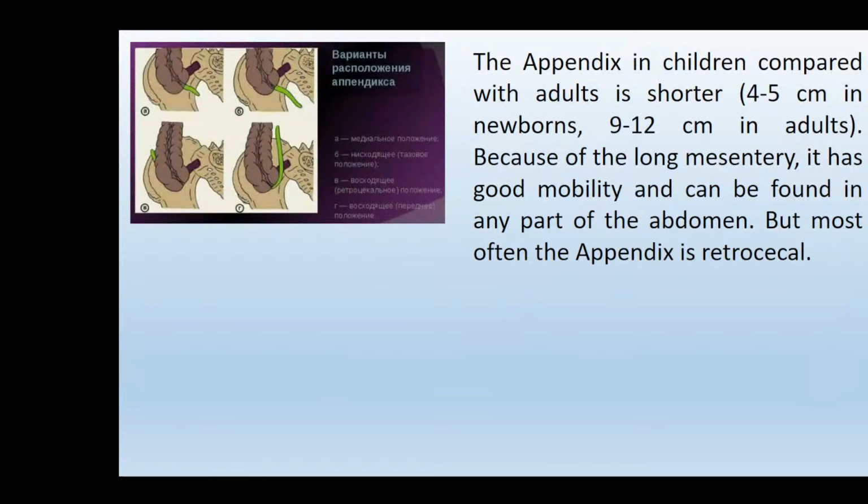The appendix of children compared with adults is shorter: 4 to 5 centimeters in a newborn and 9 to 12 centimeters in an adult. Because of a long mesentery and good mobility, it can be found in any part of the abdomen, but most often it is retrocecal and retrosacral. On the picture you can see different variants of the position of the appendix.